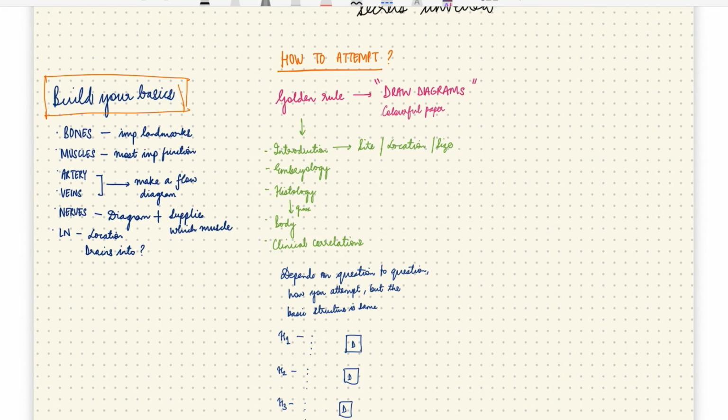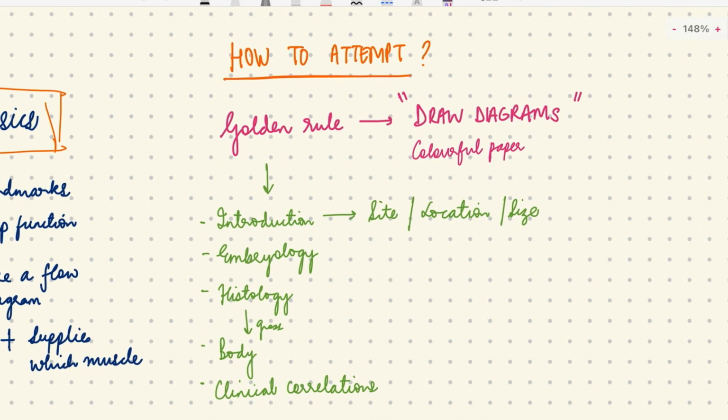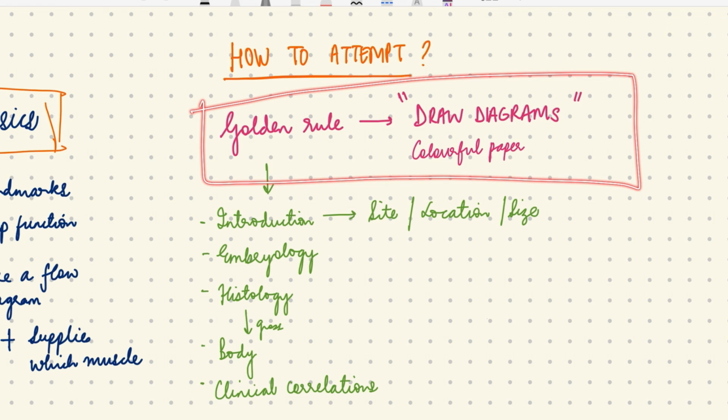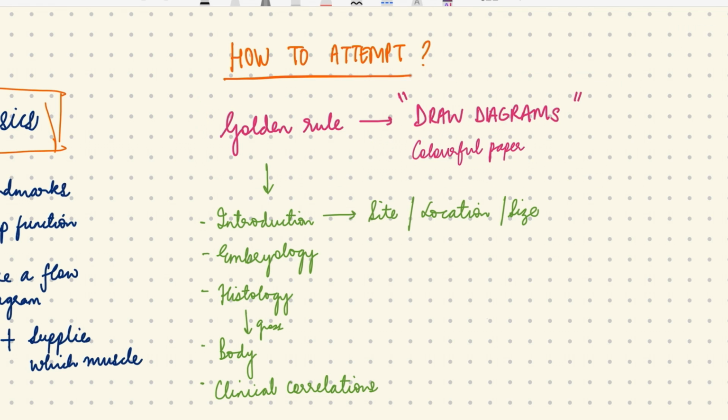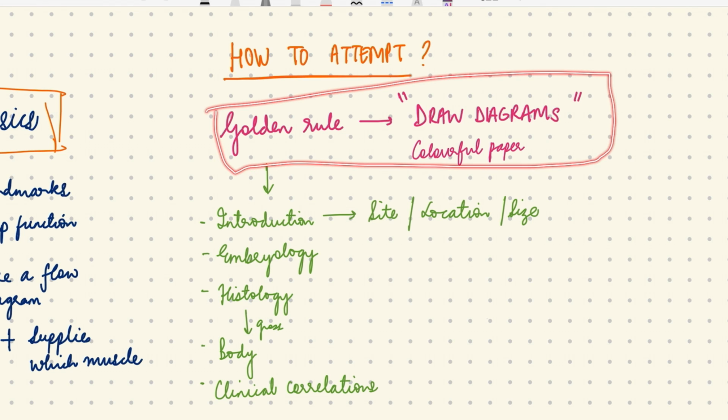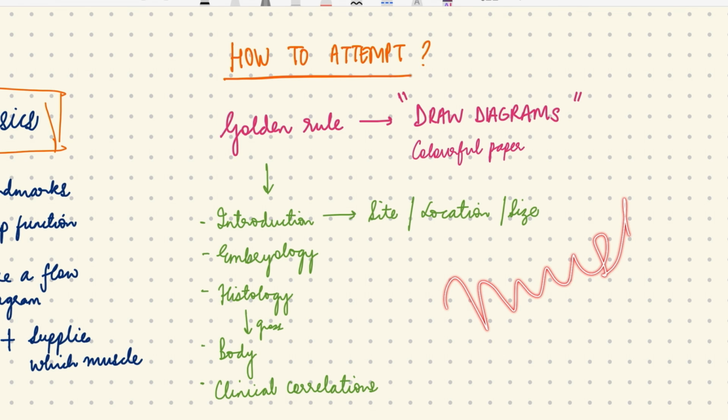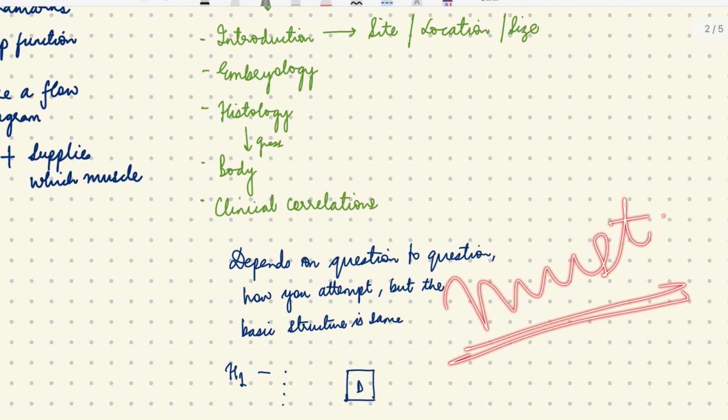If I come to how to attempt a paper, there's a golden rule for anatomy. Draw diagrams, make your paper as colorful as you can. But that doesn't mean that you will not write the proper content. You'll have to make a very good paper. You can make it by including diagrams. Diagrams are a must. You cannot ignore them. So, okay, how to attempt it?